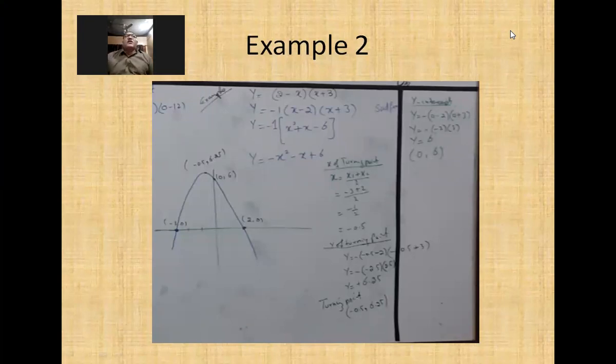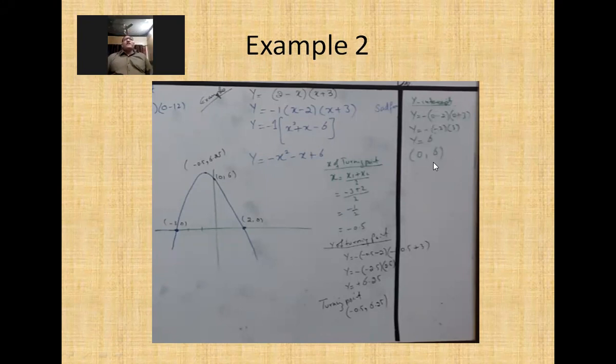Once you know the coordinates of the turning point and the x-intercepts, the next thing you need to know is the y-intercept. If you want to know the y-intercept, you take the original equation, and in the place of x, you just put 0. So here you see, we have substituted 0 in the original equation. So the y value will be 6. So 0, 6 is the y-intercept.